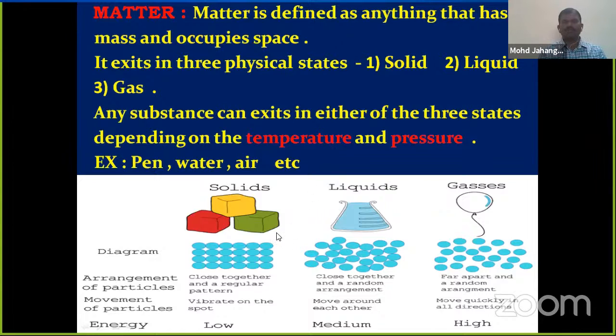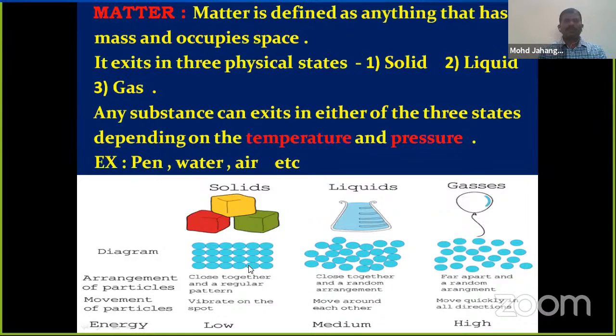Here is a pictorial representation of the three physical states of matter, children. First, the arrangement of particles in the solid state. In the solid state, the particles, whether they are ions, atoms, or molecules, are tightly and closely packed. In the liquid state, they are a little farther from each other compared to the solid state. This is the arrangement of particles in solids, liquids, and gases.